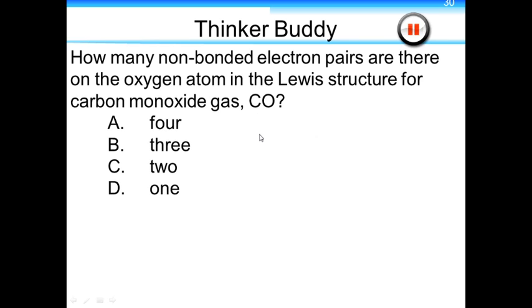Step 1, what group is carbon in? Carbon is in group 4, so it has 4 valence electrons. Oxygen is in group 6, so we have a total of 10 valence electrons. Remember, we don't want to skip any steps. Connecting them is easy, just one bond between the two. Then we want to start giving octets.